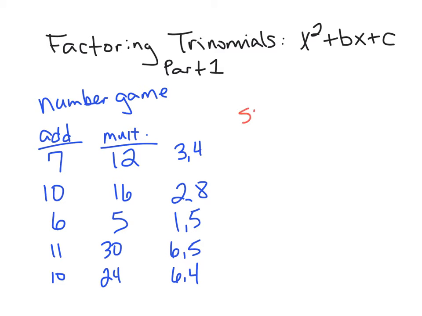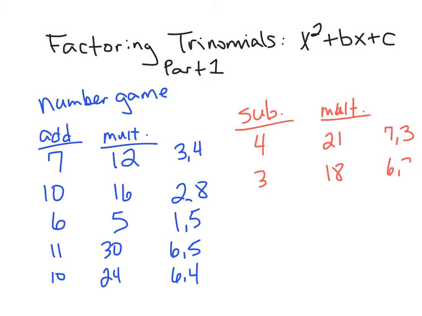Now let's change this just slightly. This time I want you to think of numbers that will subtract and multiply. Okay, so for example, I want two numbers that subtract to give me 4, but multiply to be 21. Okay, so those numbers would be 7 and 3. 7 minus 3 is 4, but 7 times 3 is 21. Or they subtract to be 3, multiply to be 18. That would be 6 and 3. Subtract to be 1, multiply to be 12. That would be 4 and 3.